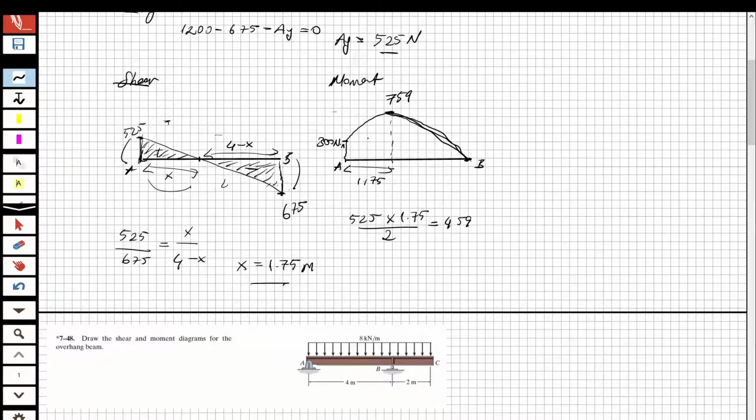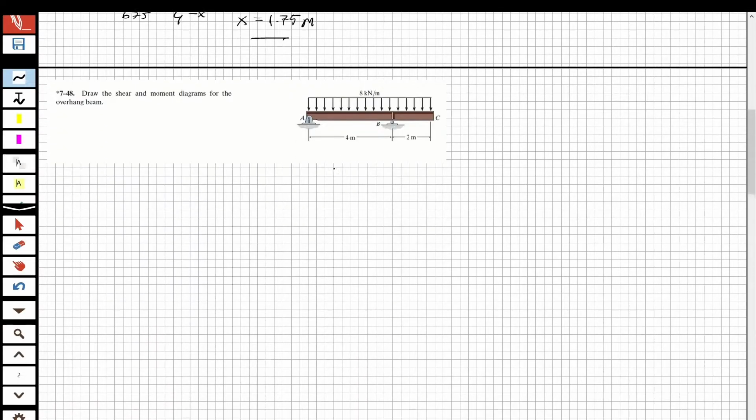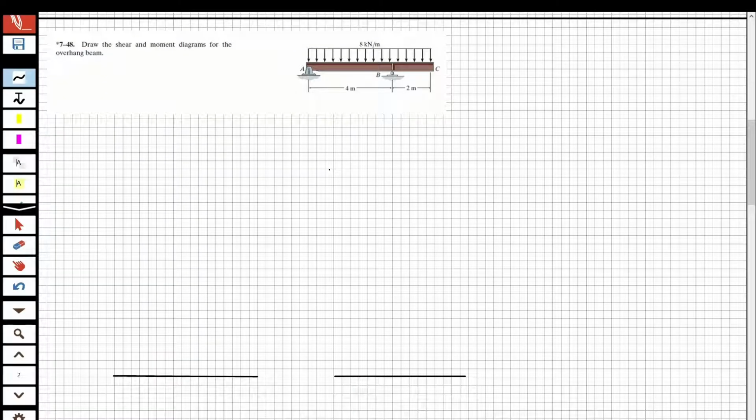So let's draw it for the second question. This is the second question. So for the second question, now you can see we have 2 supports again, okay? With this one is the P. So we have 2 forces, AY and AX, and this is the roller, and we just have BY, okay? So at C, we don't have any forces. It's just a cantilever from B to C.